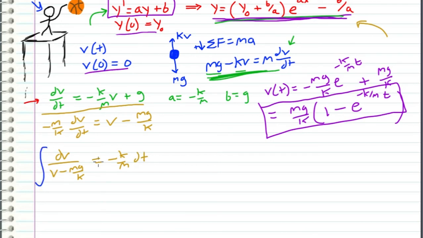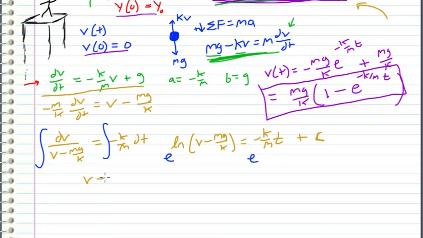So now I can integrate both sides, and this gives me the natural log of v minus mg over k is equal to negative k over m t plus c. And now I can take the exponential of both sides, which gives me v minus mg over k equals c e to the negative k over m t, which means that v of t is equal to c e to the negative k over m t plus mg over k.